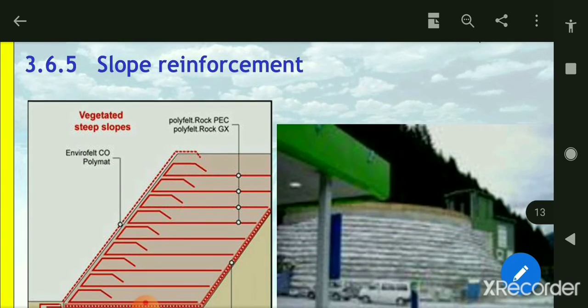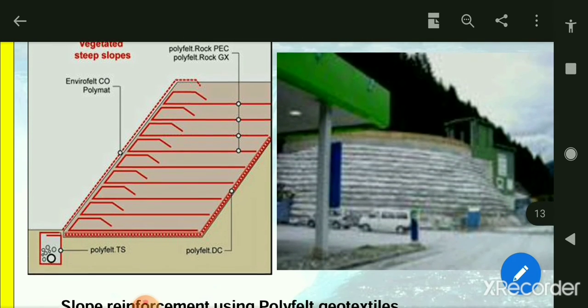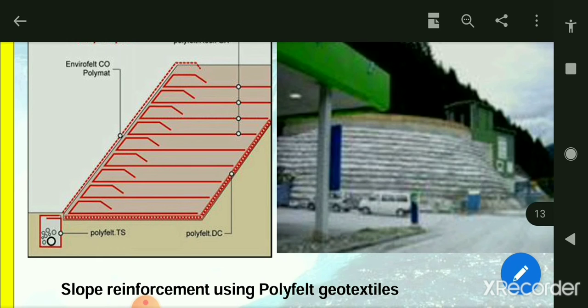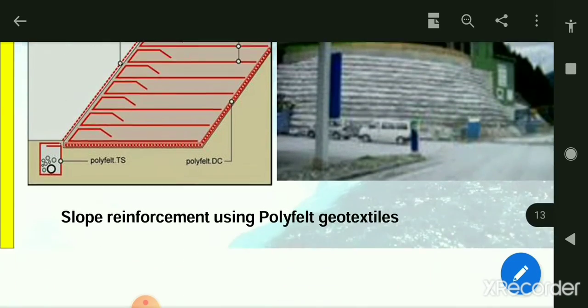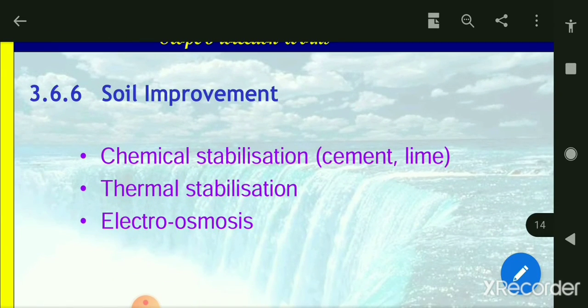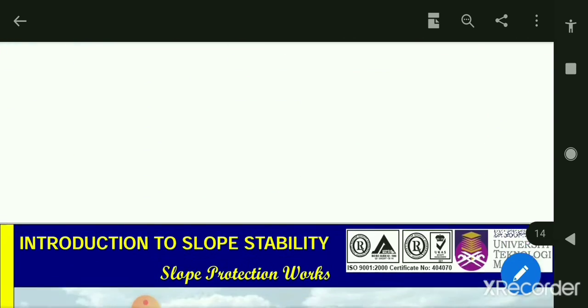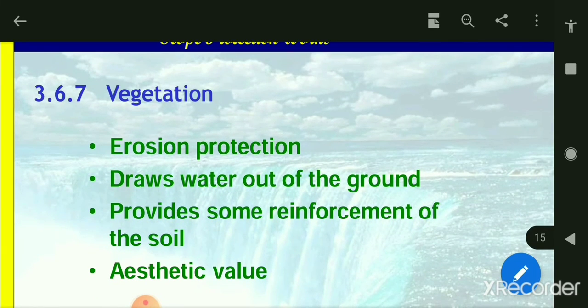Okay, next, the slope reinforcement. The diagram shows the slope reinforcement and slope reinforcement using geotextile. Okay, the soil improvement next. It uses chemical stabilization, cement and lime, thermal stabilization, electro-osmosis. Then for the last, vegetation. Vegetation is erosion protection, draws water out of the ground, provides some reinforcement of the soil and aesthetic value.